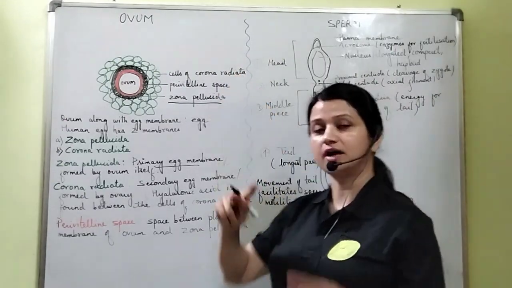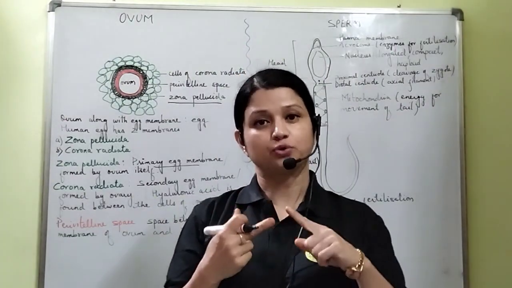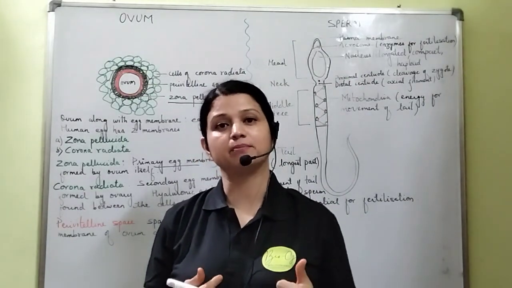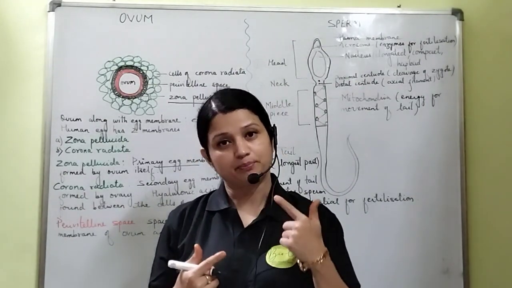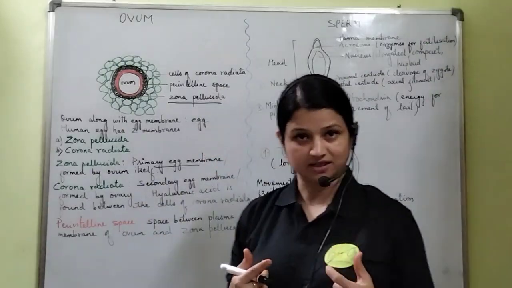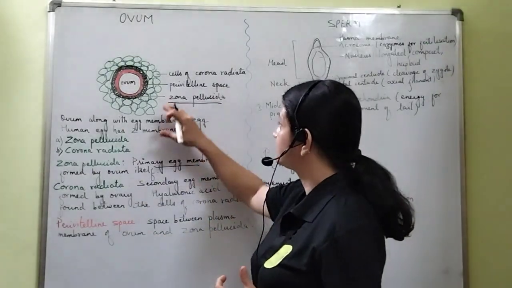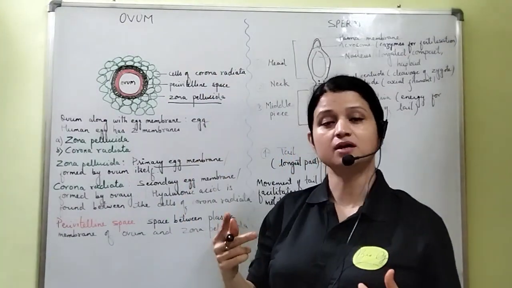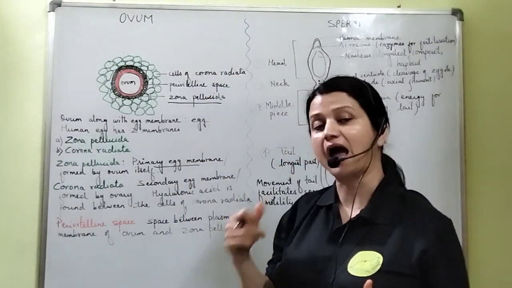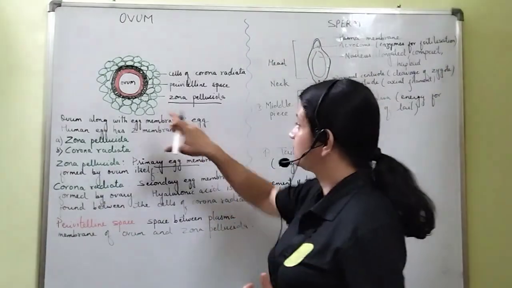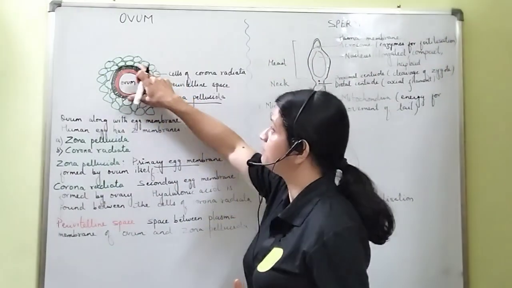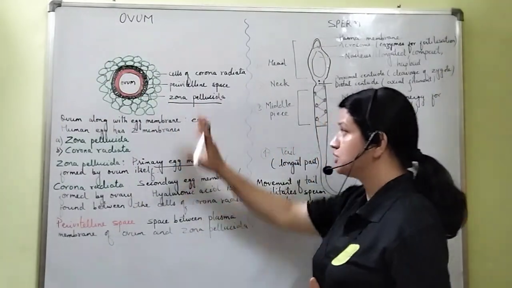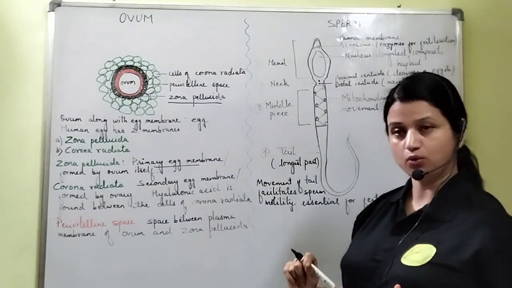Clear? So there are two membranes. First is zona pellucida, which is the primary membrane. It is called primary membrane because it is produced by the ovum itself. Clear? After that, the second membrane is corona radiata. It is our secondary membrane because it is produced by the ovary and not by the ovum. The cells of corona radiata, and in between there is present hyaluronic acid. Clear? So this is the structure of an ovum.